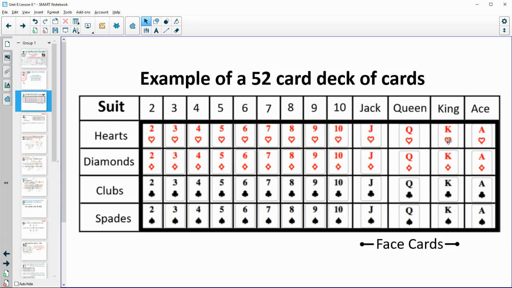And then you've got these face cards. So jack, queen, and king are considered face cards. If you're looking at an actual deck of cards, they each have a face on them. So they've got a person, a jack, a queen, and a king on them. So keep that in mind as we're looking at different probabilities.